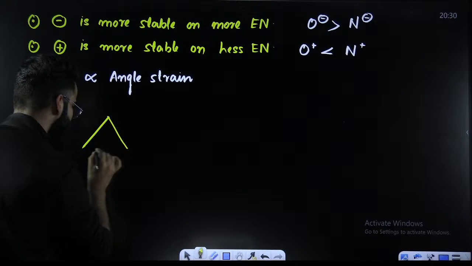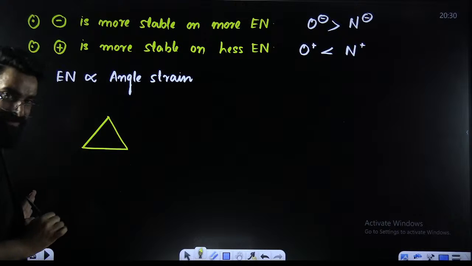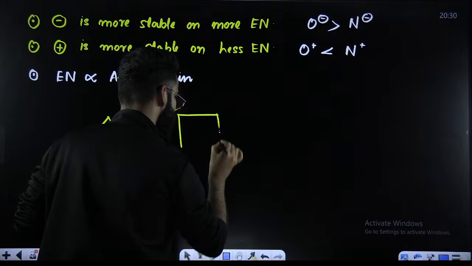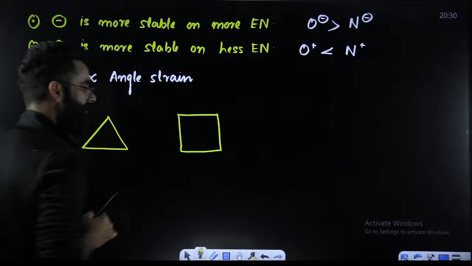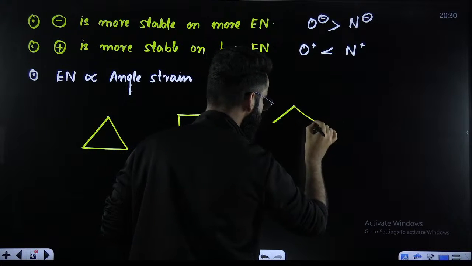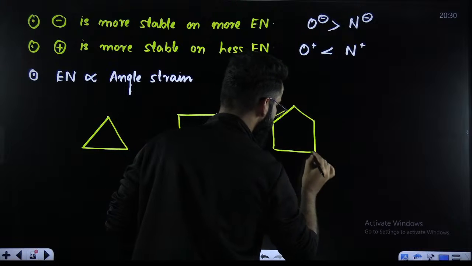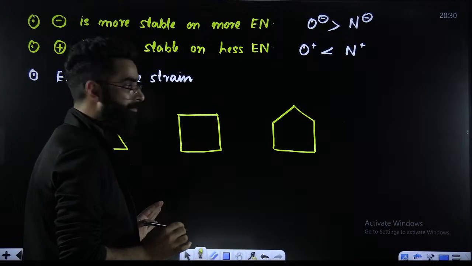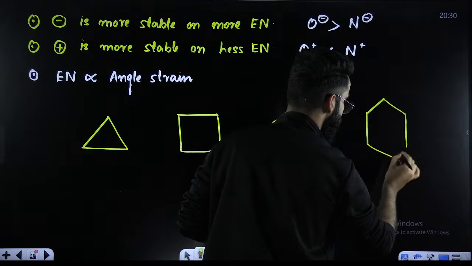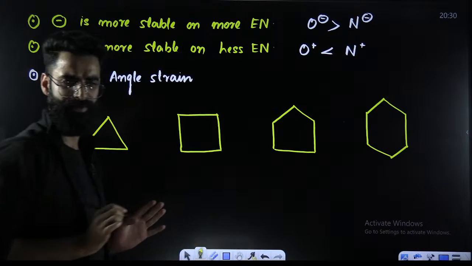Let's say I have got a 3-membered ring over here, cyclopropane. Then for example, this is your cyclobutane, right? Similarly, for example, this is your 5-membered ring. And over here, for example, this is the 6-membered ring.